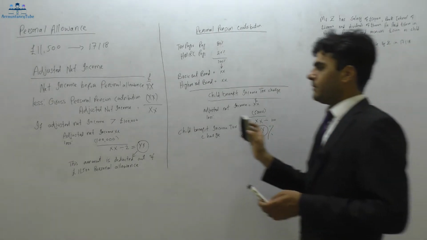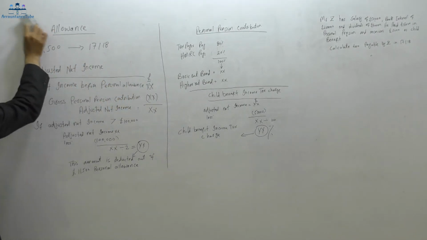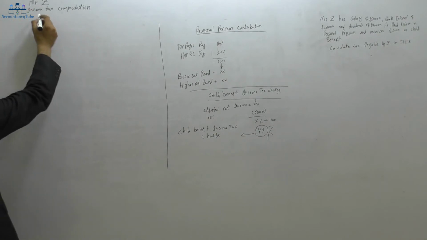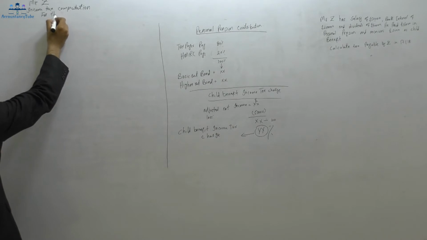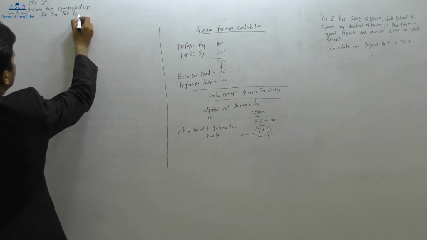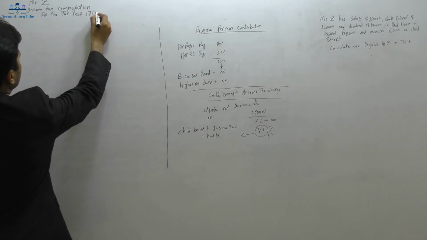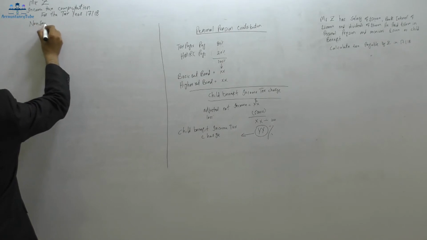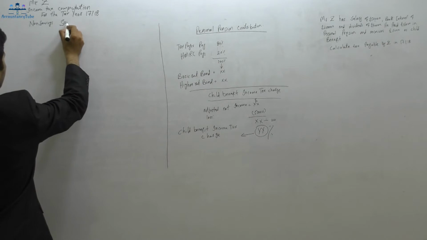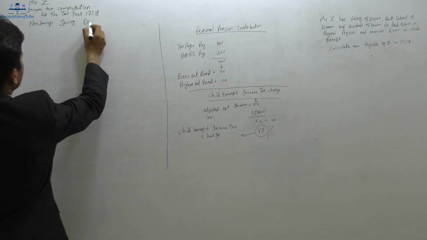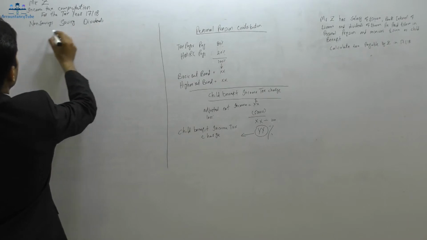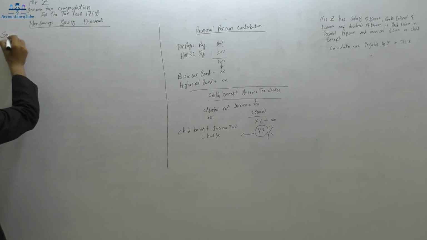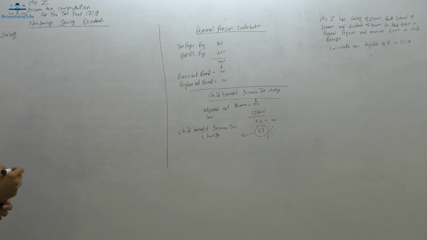Now I'm going to make some space to attempt this question so that we can do this example. First of all, Mr. Z, income tax computation for the tax year 17-18. Income is always divided into three sections: non-savings, then savings, and dividends. First of all, he got salary. Where would the salary go? Salary will always go into the non-savings.